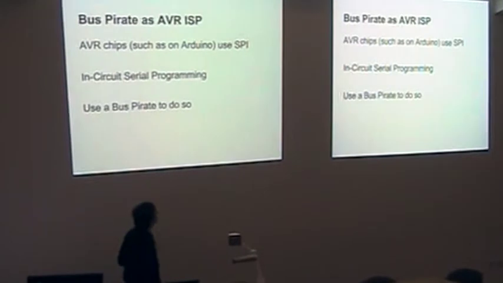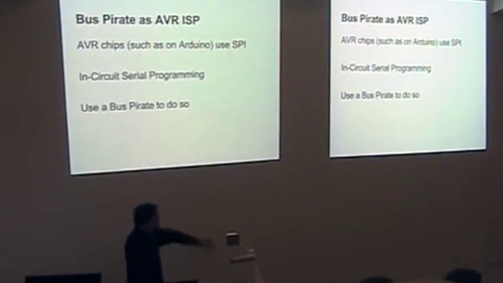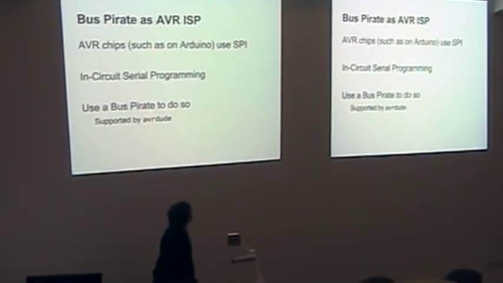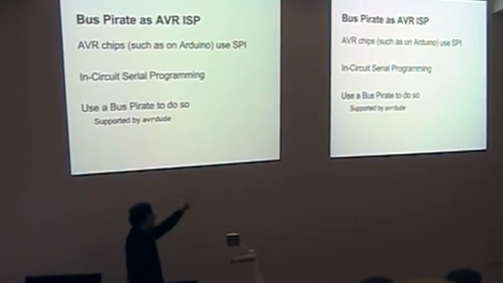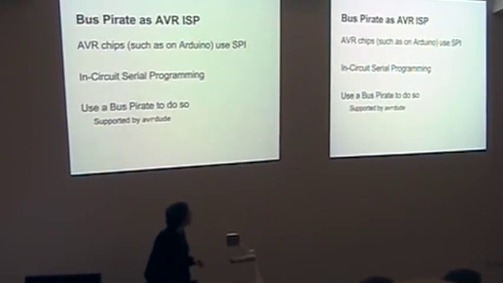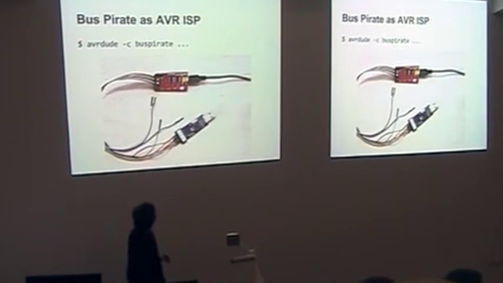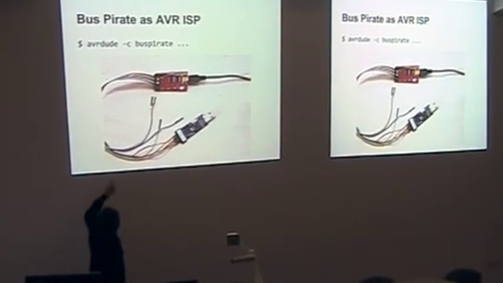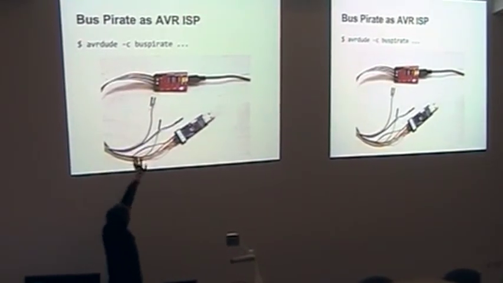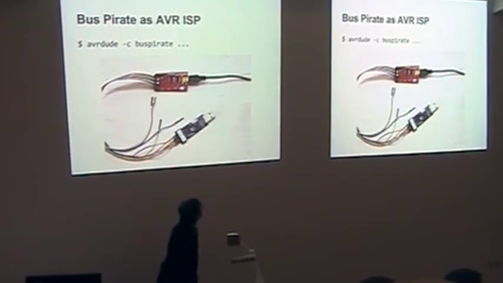And because the Bus Pirate can talk SPI, you can use the Bus Pirate to talk to these AVR chips, which is supported by the standard AVR programming program called AVRDUDE. So it sort of looks like this. So you just say avrdude, and I'm using a Bus Pirate programmer, and you put all the usual avrdude arguments on like there.